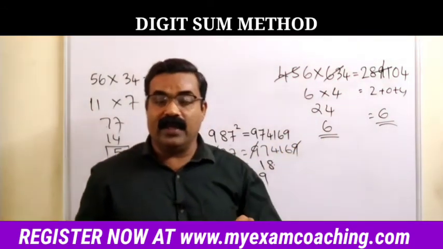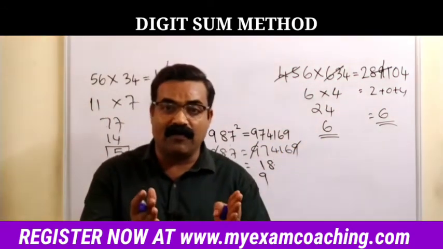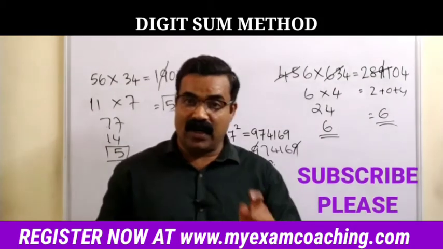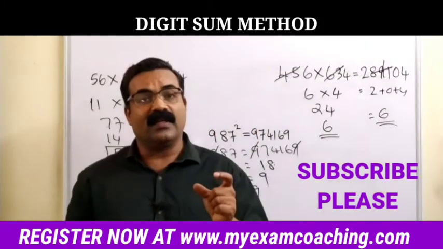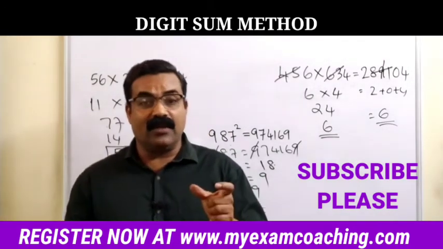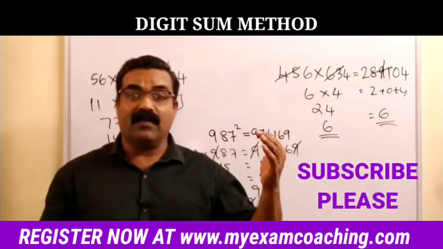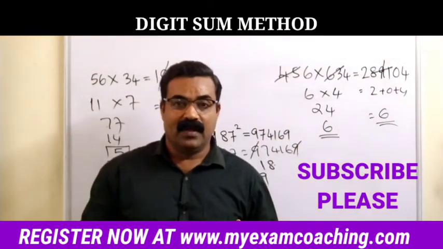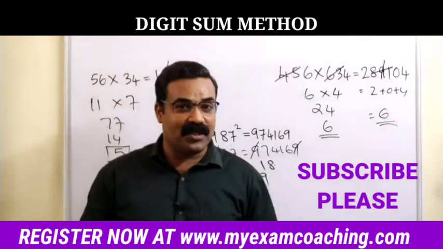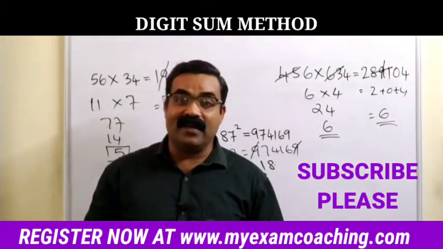So what I want to tell you is, whenever the digit sum of the left hand side is equal to the digit sum of the right hand side, then it is correct. This is the method of checking whether the given answer is correct or not. Using this method, you can find out the correct option from the given options. Very powerful technique. Practice it and increase your speed. We'll meet with a new technique in the next video.